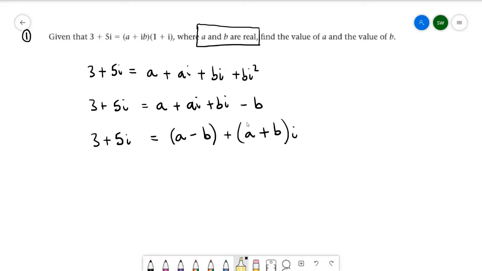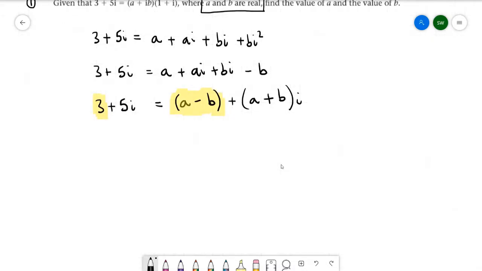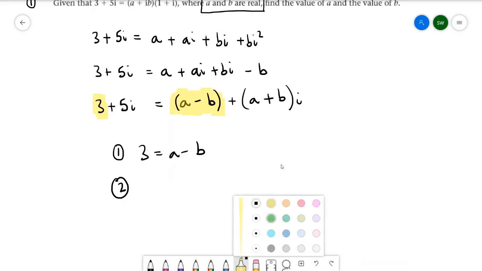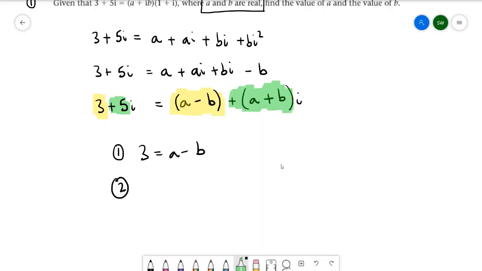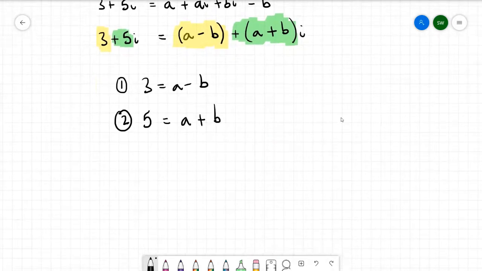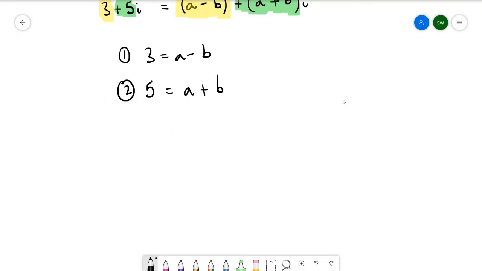So let's compare real parts then. We know that 3 must be the same as a minus b. That's the real part of these complex numbers. So 3 is equal to a minus b. We could also get another equation by looking at the imaginary parts and saying they must be equal. So we've got plus 5 as the imaginary part on the left hand side, and a plus b as the imaginary part on the right hand side. So 5 must be equal to a plus b. Then we can just solve these simultaneously to find out the values of a and b.